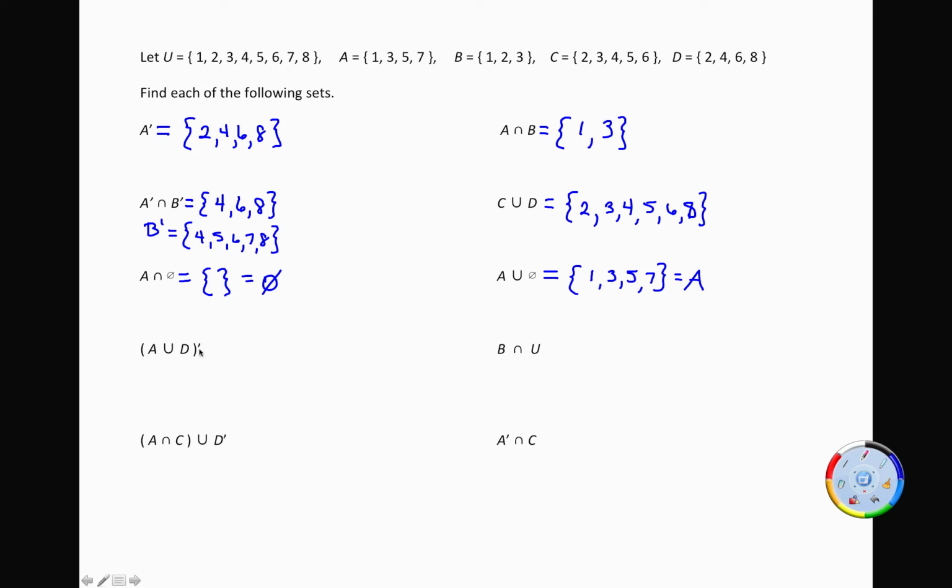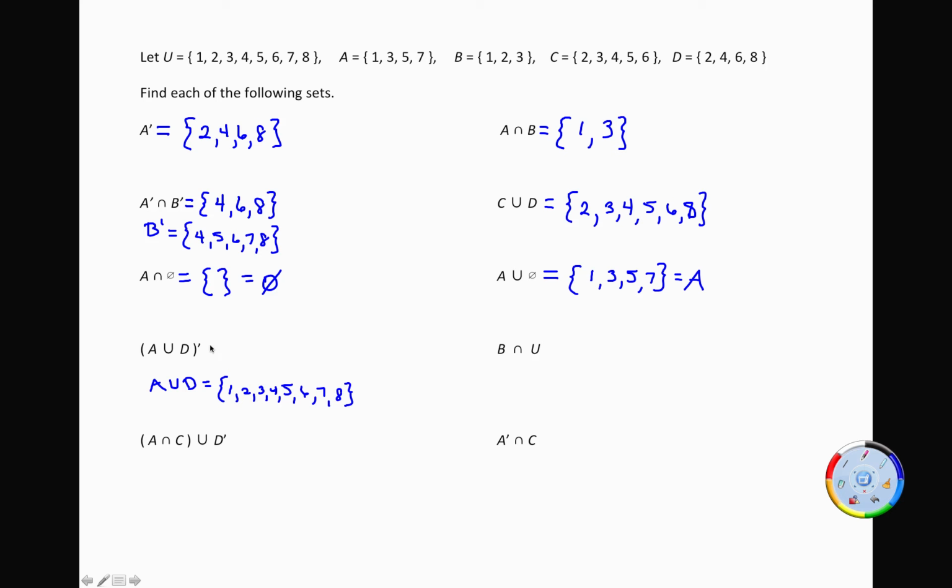Okay, the complement of A or D. Well, first of all, I've got to work inside the parentheses. I've got to know what the set A or D is. So if I'm finding A or D, it can be in A or D or both. So 1, 3, 5, 7, 2, 4, 6, 8. It looks like these are 1, 2, 3, 4, 5, 6, 7, 8.